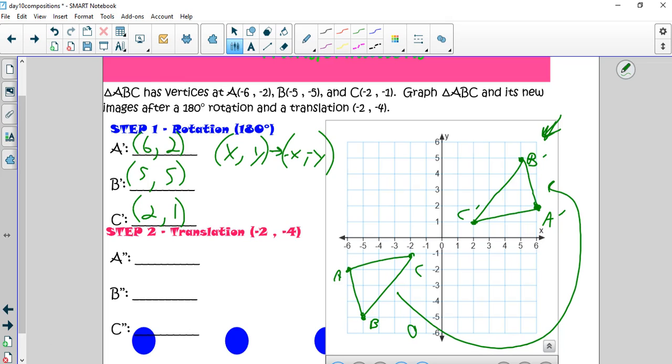Okay? Now, we're going to take that one and translate it left 2 and down 4. So each point is going to move left 2, 1, 2, and down 4: 1, 2, 3, 1, 2, 3, 4. So here's my B double prime. C is going to go left 2 and hit the axis and go 1, 2, 3, 4. And there's my C double prime. And A is going to go 1, 2, 1, 2, 3, 4. And there's my A double prime.